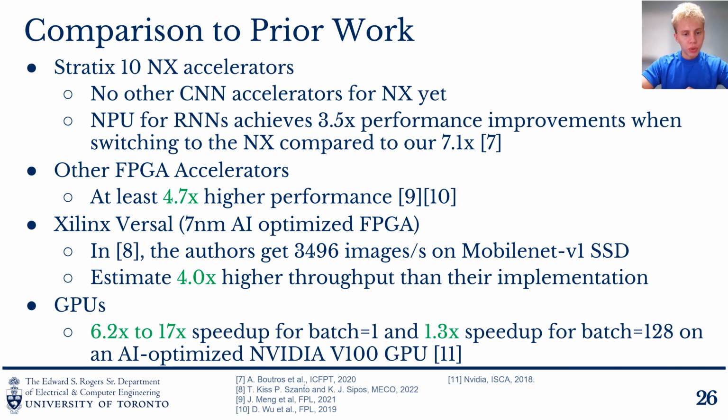And compared to GPUs, we looked at the NVIDIA V100 AI-optimized GPU as it has the most similar die size, although much higher power consumption. And we found that we outperformed it by 6.2 to 17x at a batch size of 1. And we even outperformed it at a batch size of 128 by 1.3x. And in the past, this is typically where GPUs have always outperformed FPGAs at these higher batch sizes.